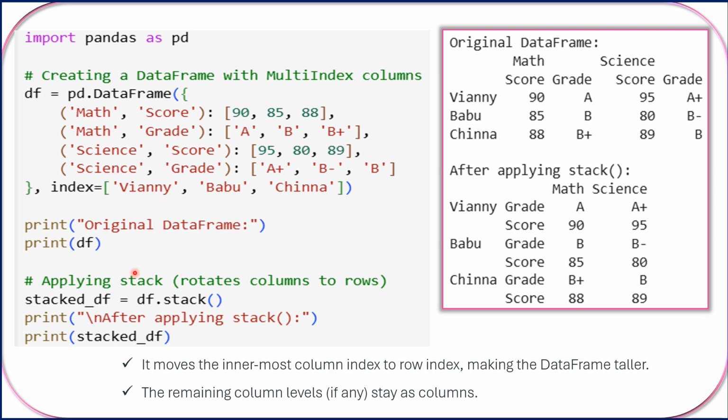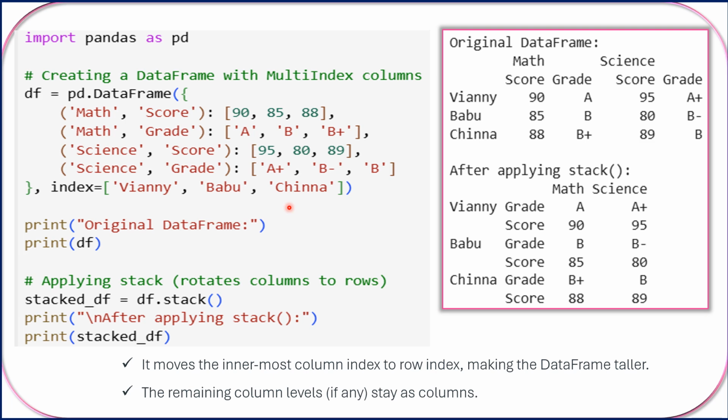Let us observe this pivoting or reshaping with an example. So we create a data frame with three names, which is nothing but the index. The index is Vianney, Babu and Chinna. You can see here we create a hierarchical level of column indexing. First is math, where score and grade are obtained, and for science score and grade are obtained. So this is the index for this data, and this is the column wise data and the index.